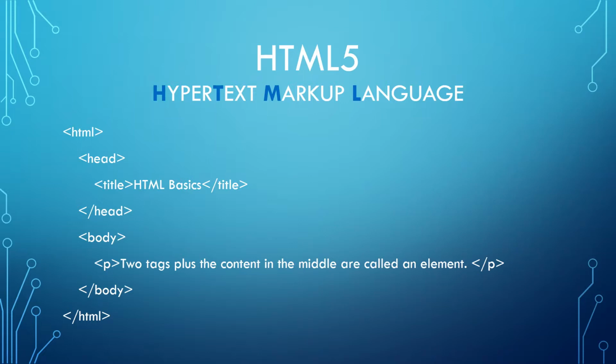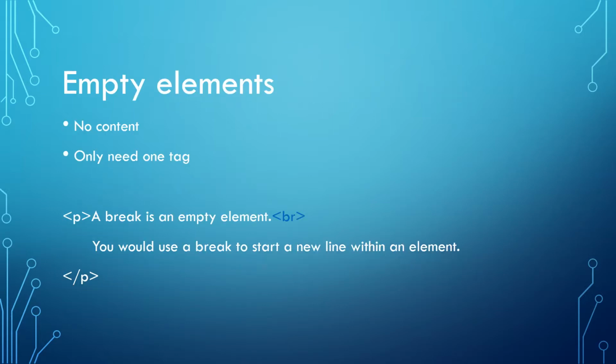It is also helpful to you when you are looking through the markup to see where one section ends and a new one begins. The easiest way to get into this good habit is to put in a closing tag right after you put in an opening tag, and then put your markup in between. The two tags plus the content in the middle are called an element. The exceptions to this are empty elements. These are elements that have no content and therefore only need one tag. The one you will use most is a break. HTML does not recognize the function of the enter key, and you will need to put in a break anytime you need a line break.